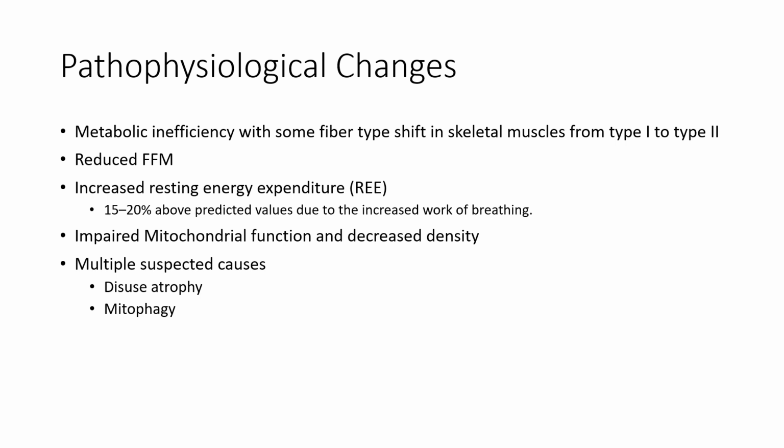We may see that phase switch from type 1 to type 2 in the peripheral muscles. Maybe some of that is due to disuse atrophy. We also know there's widespread inflammatory changes. Mitophagy may be involved. We see selective changes in the mitochondria in these type 1 cells, and overall lower amounts of mitochondria, decreased mitochondrial density. We see higher energy expenditures, and we also know they often have difficulty breathing and difficulty eating related to their breathing and some of their disease.